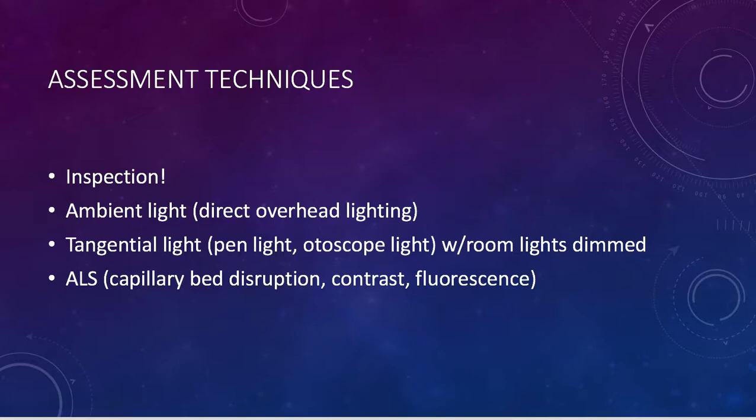So we're summarizing the inspection. When you do the inspection, use ambient light, which is the direct overhead lighting in the room, and you can always use your resources. If you want a gooseneck light, you can absolutely request one. Most emergency rooms have them. You can also use the other light sources in the room, such as otoscopes. I use those quite a bit. Or you can bring your own pen light. And if you don't have a pen light on you, an otoscope light can work really well for tangential light. But make sure that you're dimming the lights in the room when you do that.